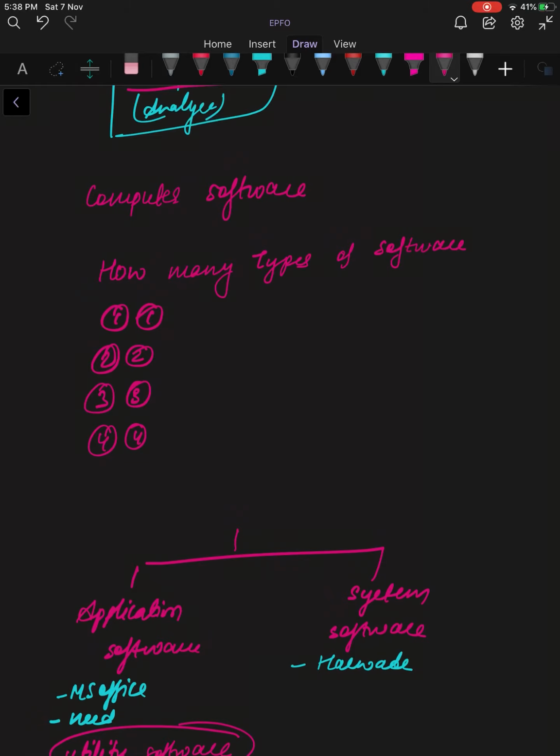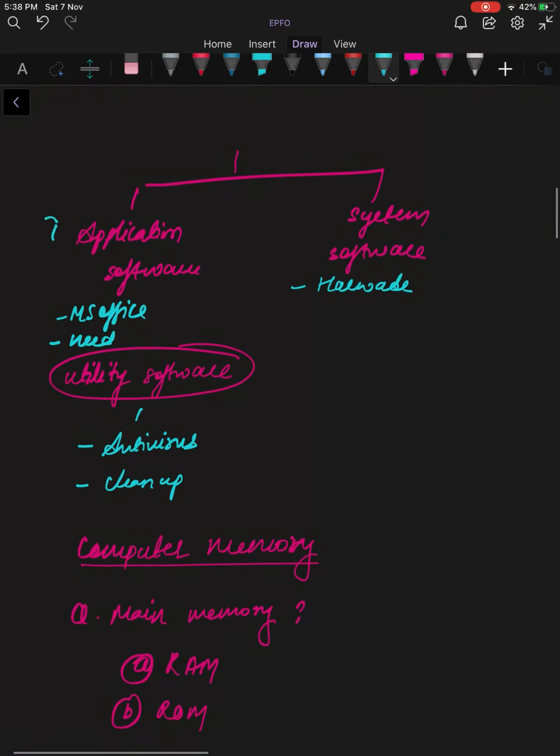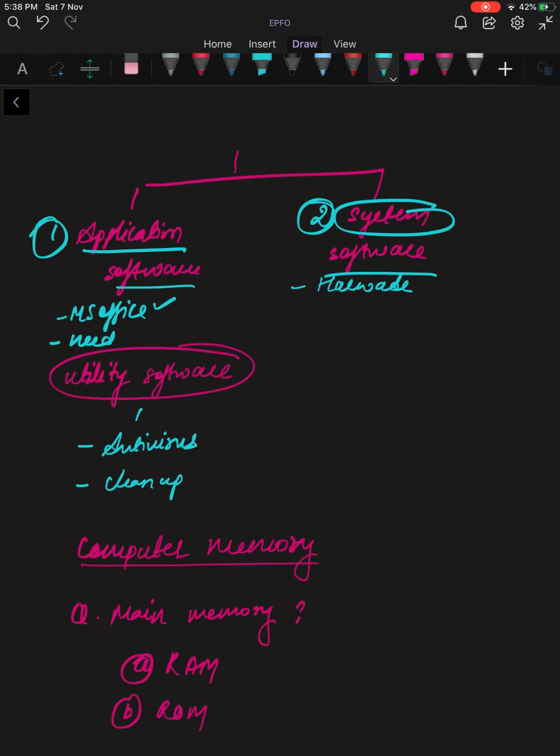So computer software, there was a question: how many types of software are there? So there are two types of software. The first one is application software, the second is system software. Application software, for example, MS Office. So it is a need based software in your computer. It's called application software. Then there is system software, which is related to the hardware of the computer.